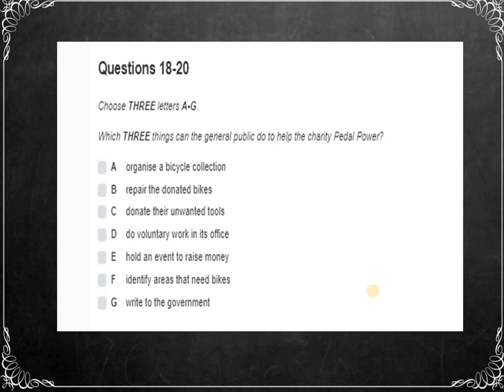Now, there are many ways in which you can support the work of Pedal Power, not just by taking a bike to a collection in your area. I should also like to say, if you do have a bike to donate, it doesn't matter what condition it's in. If we can't repair it, we'll strip it down for spare parts. Of course, to do that, we always need tools, which are expensive to buy, so we welcome any that you can give.